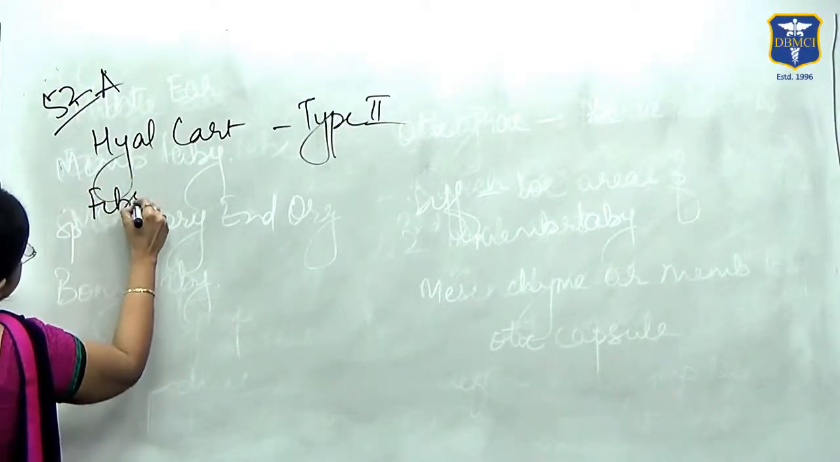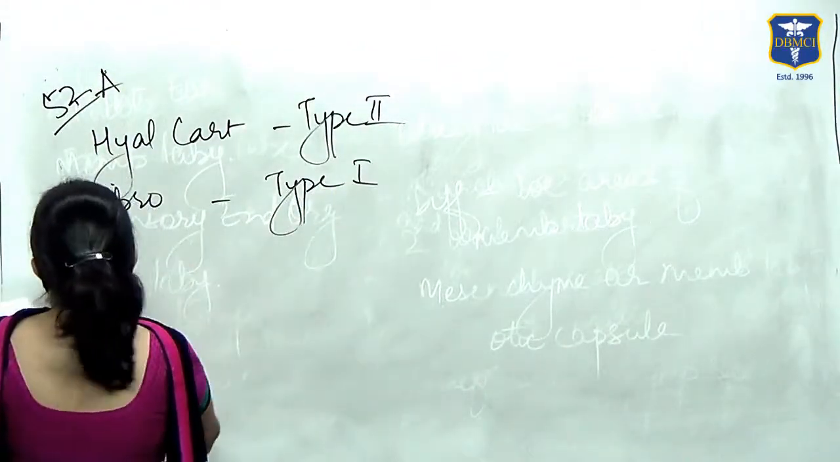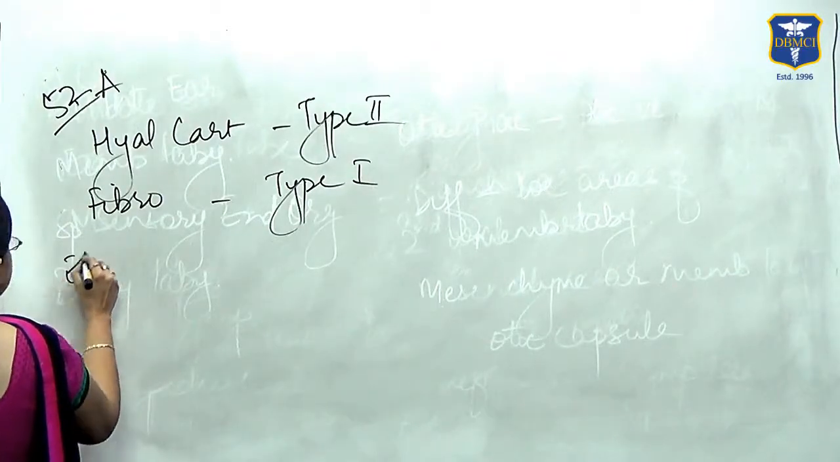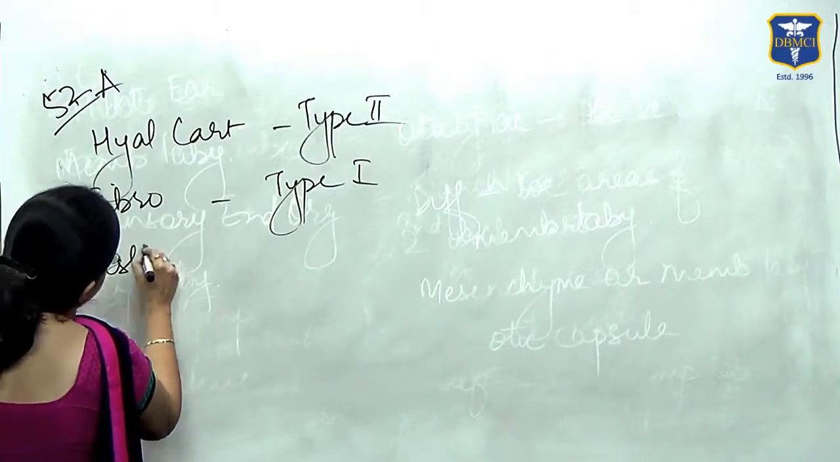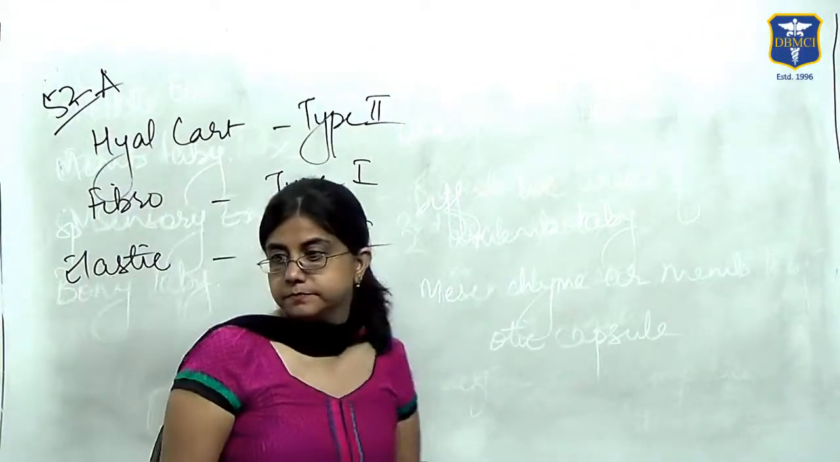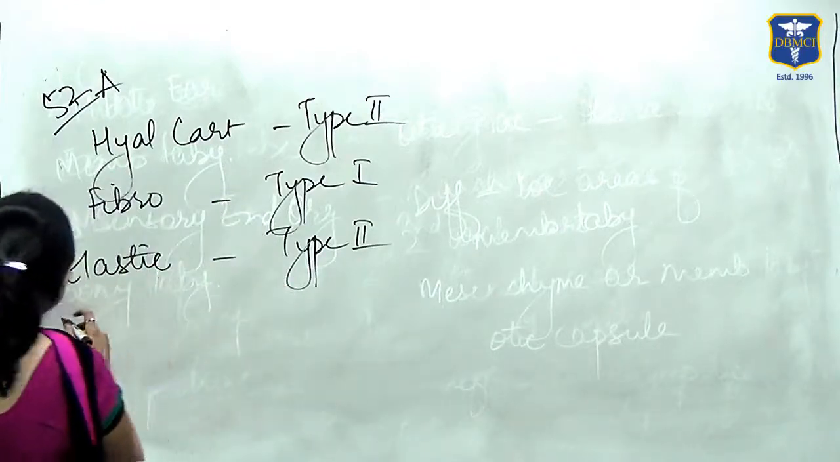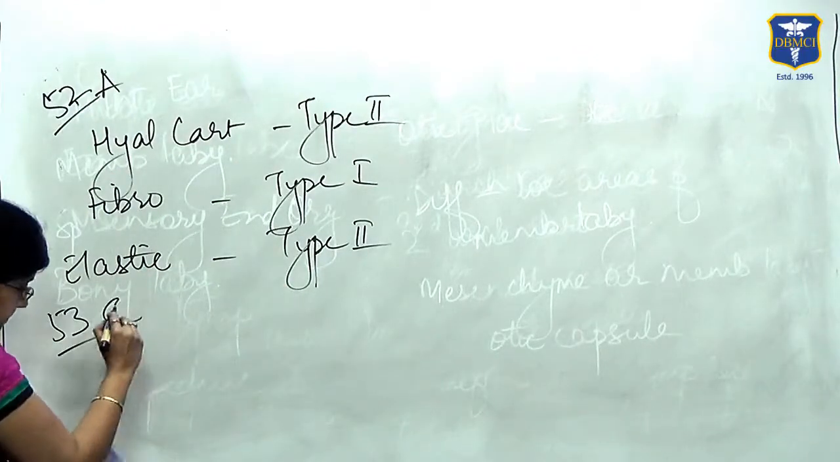Fibrocartilage has mainly type 1 fibers, whereas elastic cartilage has again type 2 fibers. 53, the answer is C.